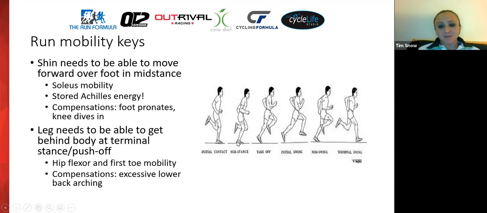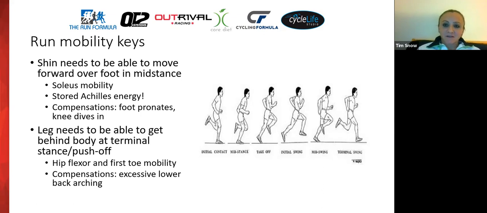So when this shin comes forward, the Achilles will stretch, it will store energy that can be released to sort of push off, propel us forward. So if we don't have that, we lose some of that economy, we lose some of that efficiency. And then we'll also see some deviations where the foot will pronate more, so the shin doesn't have to move as far forward over the foot, or the knee will dive in. So that's definitely something to look for there.